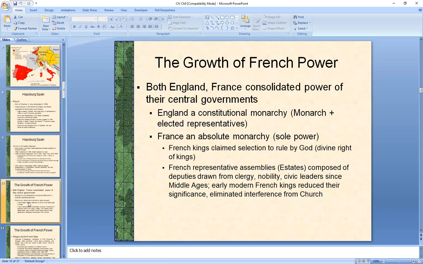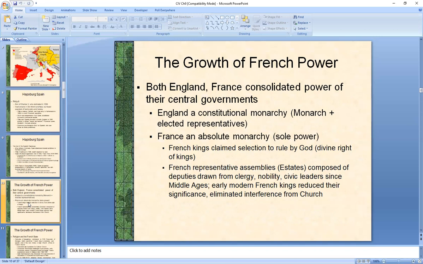Okay, let's talk a little bit about the growth of French power. England has a constitutional monarchy. They have a monarch, plus they have elected representatives. France has an absolute monarchy, kings with sole power, and they claim that they were selected by God, that this is the divine right of kings. So they are selected by God to rule.